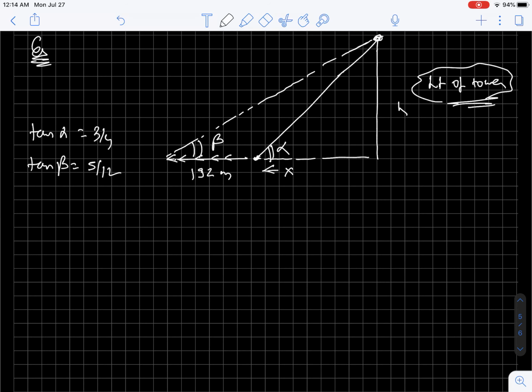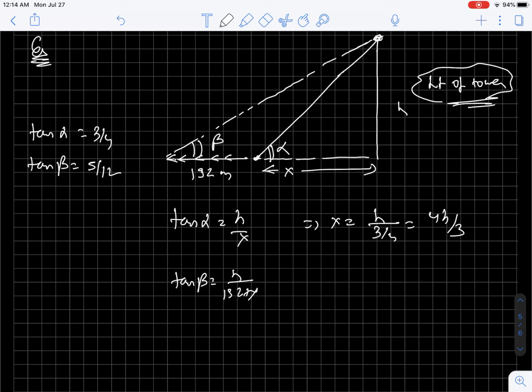Let's say this distance is x. We don't know its exact value, but tan alpha is equal to h by x, or x is equal to h by tan alpha. Tan alpha is 3 by 4, so the answer is 4h by 3. Now for the second angle, tan beta is equal to h divided by 192 plus x. That means 192 plus x is equal to h divided by tan beta. Tan beta is 5 by 12, and the answer is simple, 12h by 5.